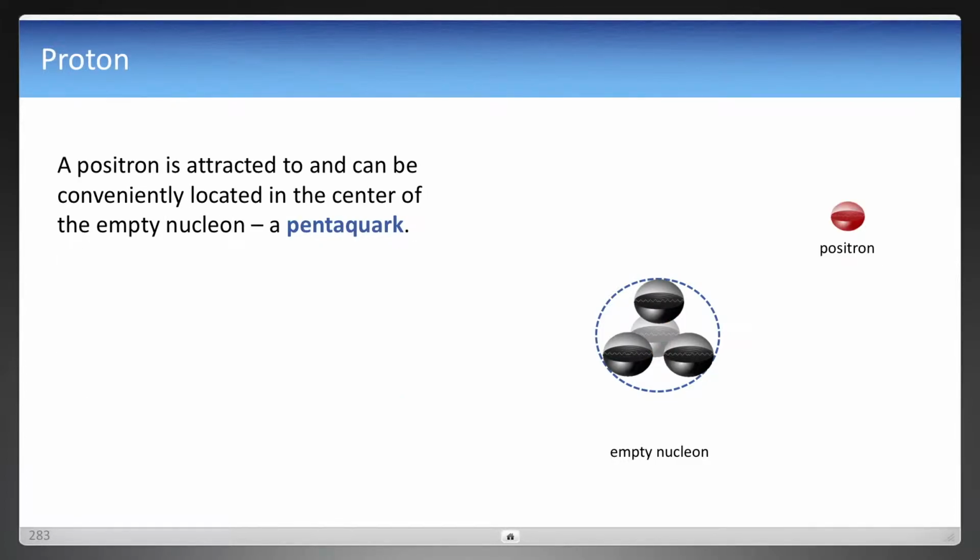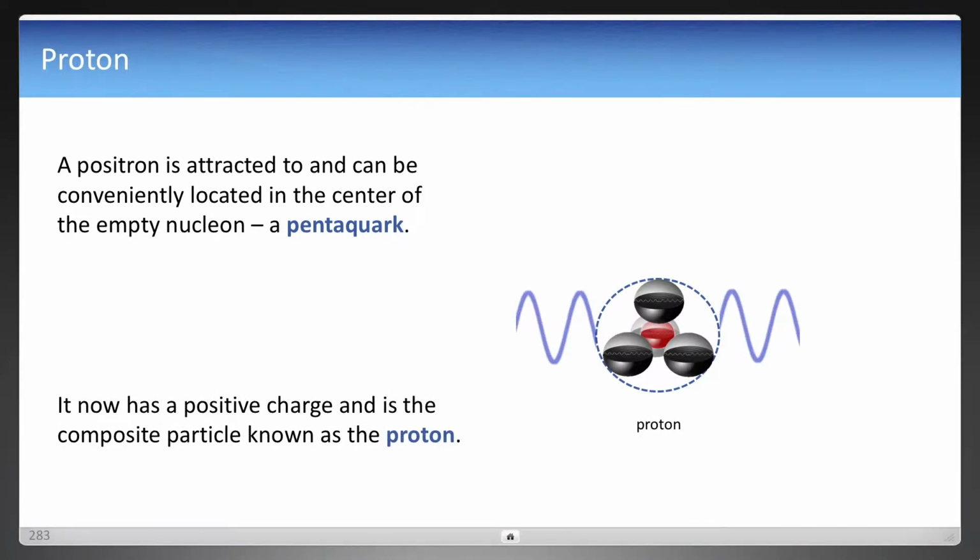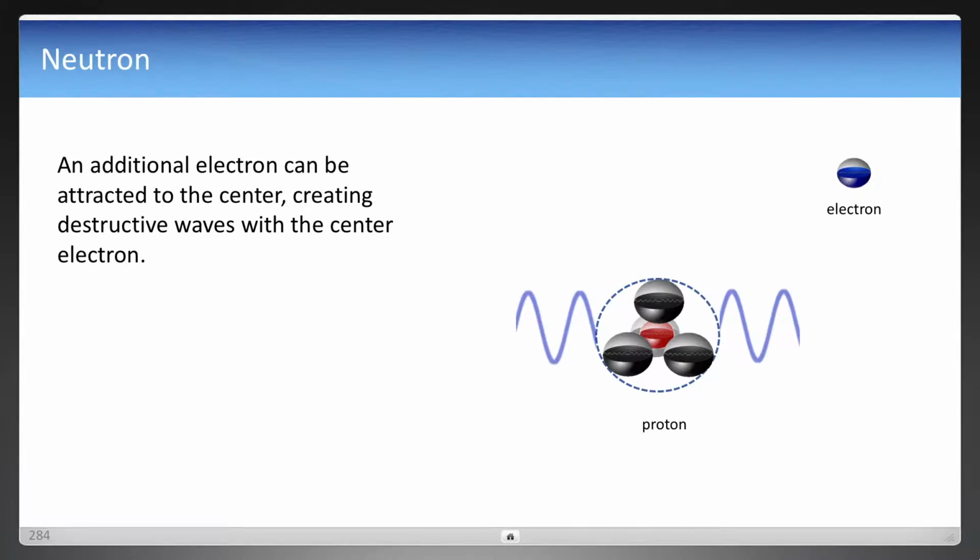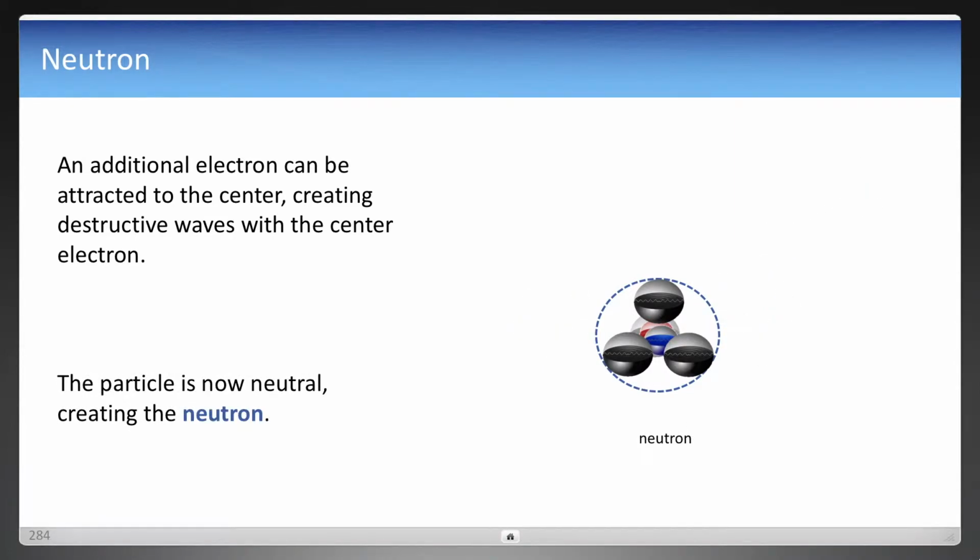So what's a proton? Now, that empty nucleon can attract a positron, and that is the pentaquark of the proton that was found and validated at CERN in 2015. Four quarks and an antiquark, otherwise known as four electrons in this theory that no longer appear like electrons, appear like quarks, and the positron is the antiquark. That's the pentaquark. So what's a neutron? A neutron would be another electron attracted to the center. That now essentially annihilates its destructive wave interference with that middle positron, so it no longer has a charge.